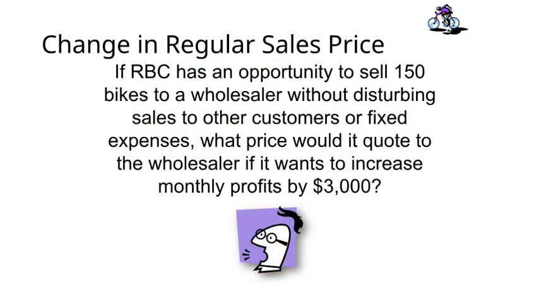Suppose RBC has a one-time opportunity to sell 150 bikes to a wholesaler. There would be no change in the cost structure as a result of this sale. Racing wants the one-time sale to produce a profit of $3,000. What selling price should RBC quote to the wholesaler?